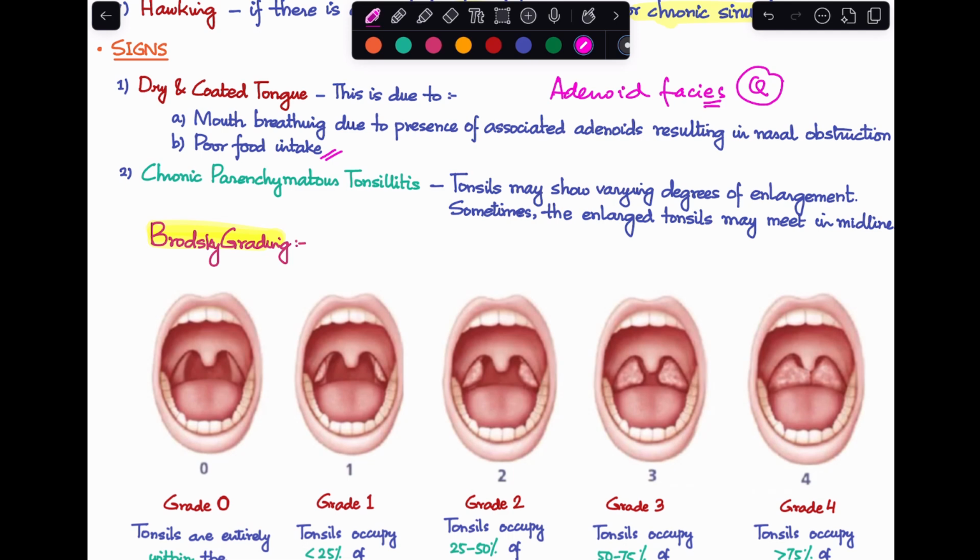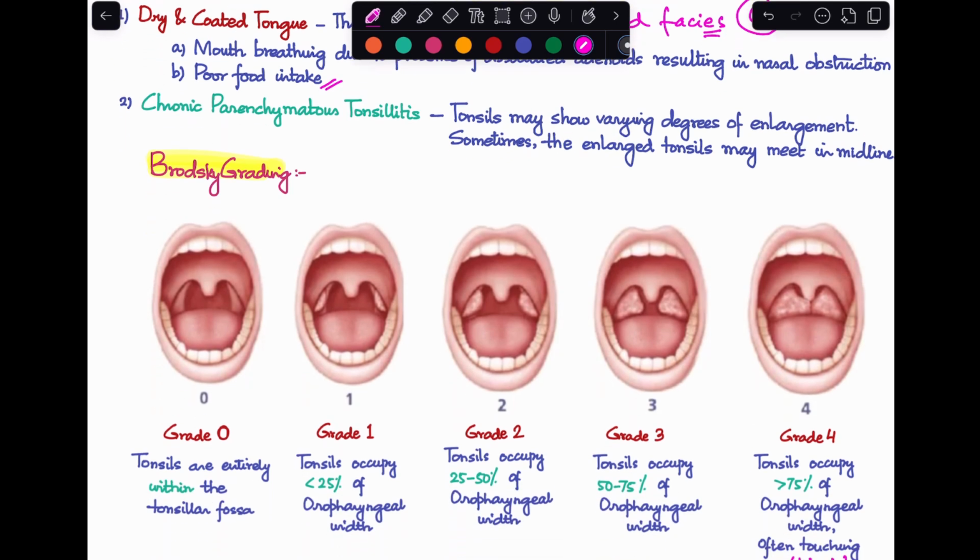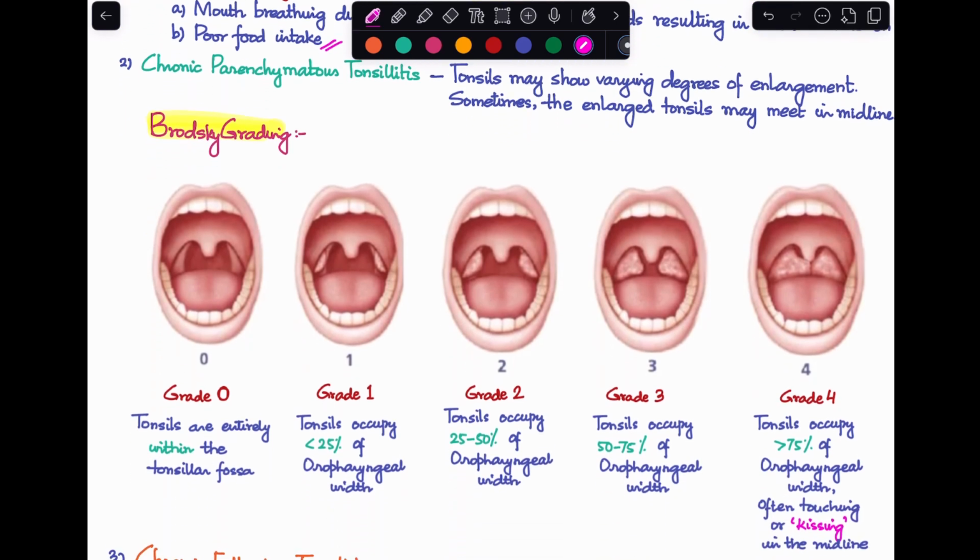Next, in case of chronic parenchymatous tonsillitis, which I just mentioned, where the tonsils get uniformly enlarged because of the lymphoid follicle hyperplasia, here you will be seeing varying grades of tonsillar enlargement. Now, if and when you get a patient of chronic tonsillitis as your long case, when you examine the patient and you write down your clinical findings, very often you are asked about the grade of tonsillar enlargement. Now, the grading that we commonly follow is the Brodsky's grading. According to Brodsky's grading, let's look at the images over here.